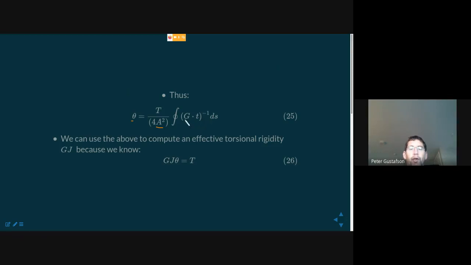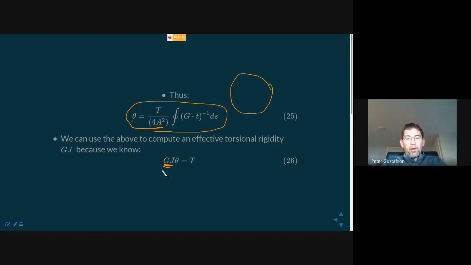Now, of course, this is integrating around the arc length ds, so it's around the cell. Closed integral around the cell of 1 over Gt. And with this equation, we can calculate a relationship that is substantively equal to GJ. And then we can use that relationship much like we did when we did the solid cross sections calculations of torque. So this is the torsion equation.